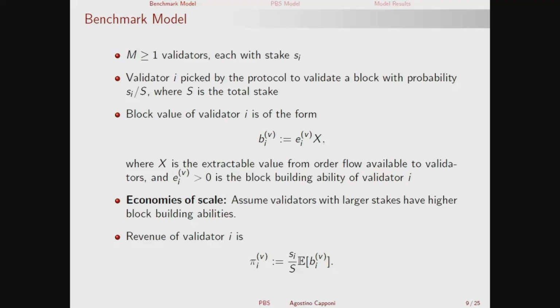To understand better what the problems are, I'm going to basically compare two models. The benchmark model, which is the pre-PBS model, so before we had the separation between proposer and builder, and then I'm going to discuss what happens after this merge.